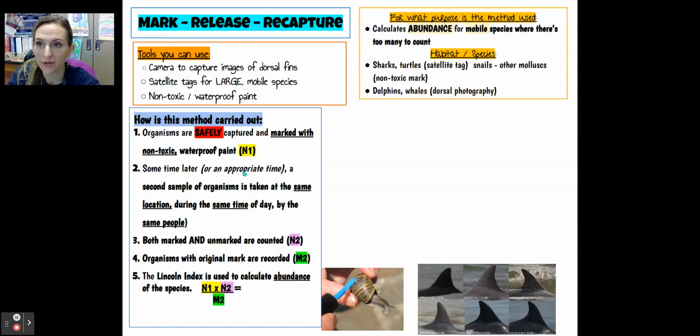Sometime later, or whatever the appropriate timeline is, a second sample of organisms should be taken at the same location during the same time of the day to try to keep everything standardized, by the same people using the same method. This time in your sample, you're going to look at the marked and the unmarked population, count them. This is your N2. The organisms that did have the original mark from the first capture is your M2, and you're going to apply the Lincoln index to look for the abundance of species.